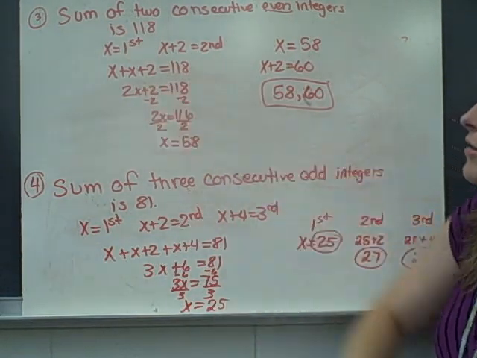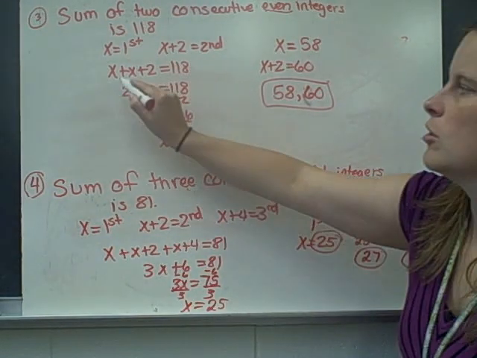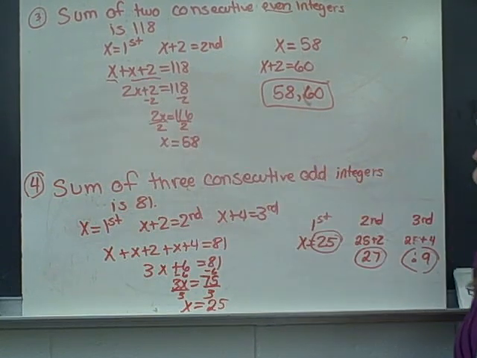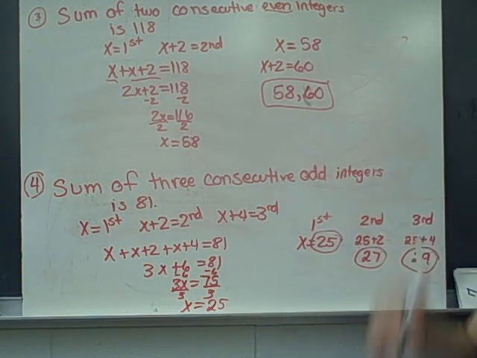So x, here's my first integer, plus my second integer should equal 118. Okay? If you were to solve out that equation, you would find out that x is 58. Well, the next even consecutive integer would be 60. So you have 58 and 60.